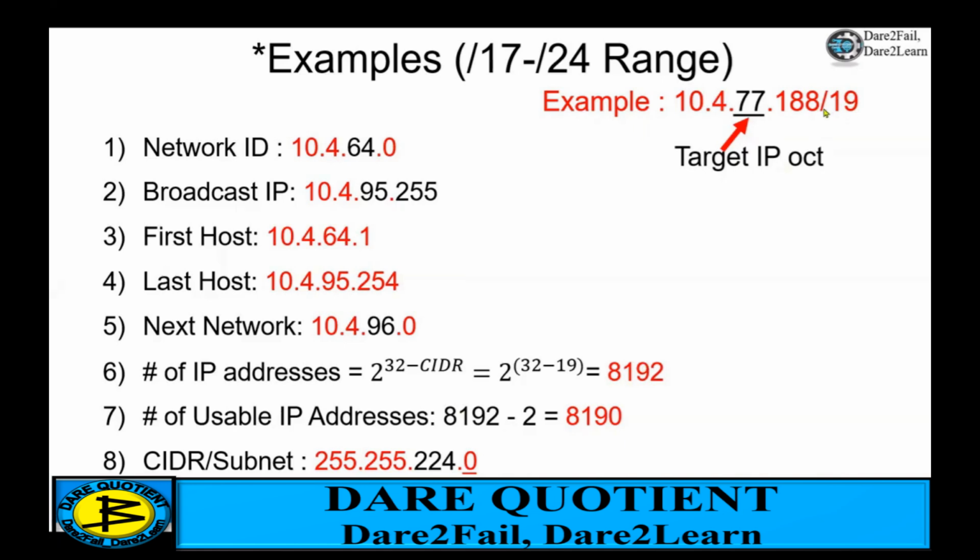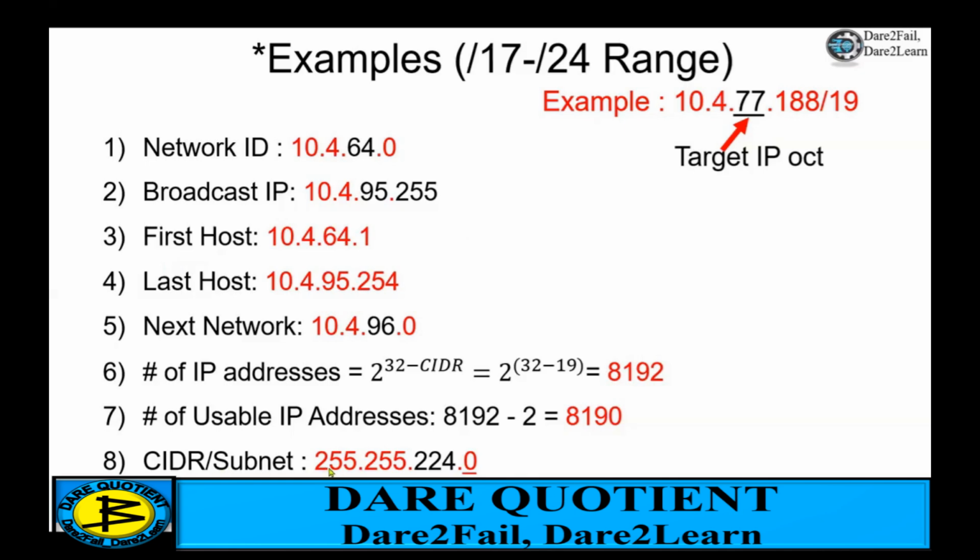Now we have a /19. Matching that onto your cheat sheet, a /19 puts you under the column of a 32. And the corresponding subnet mask is a 224, which is very similar to a /27. So a /19, the subnet mask is 224.